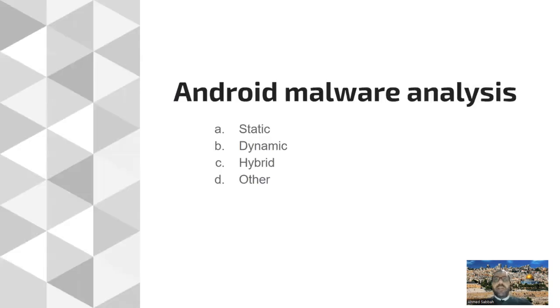Android malware analysis. To use any of the detection methods, the objective of the analysis is to extract features from the Android application. We found three main approaches in the literature: static, dynamic, and hybrid. And we define another approach called other, which combines one of the three approaches and adds new techniques to them.